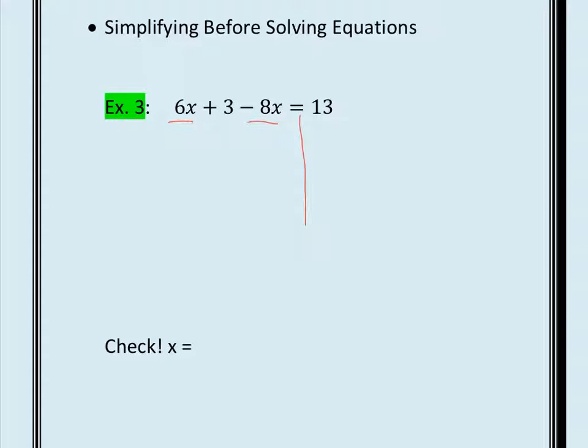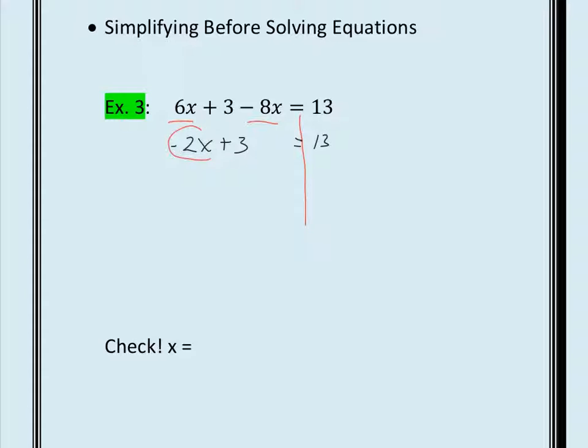This negative 8x has the same variable string x. So all we're going to do is add their coefficients. So we've got 6 minus 8 gives us a negative 2x, and then plus the 3 equals 13. Now we have a two-step equation.